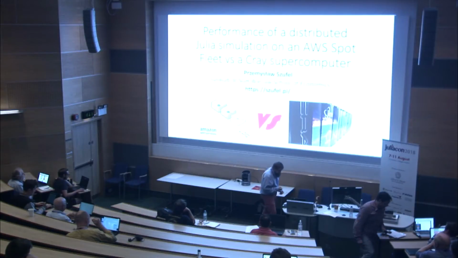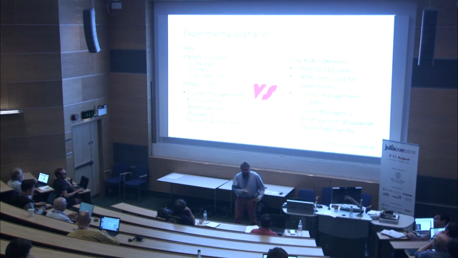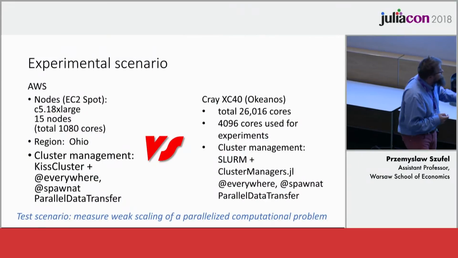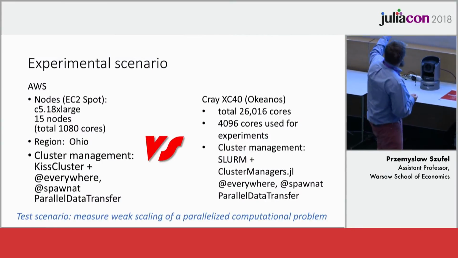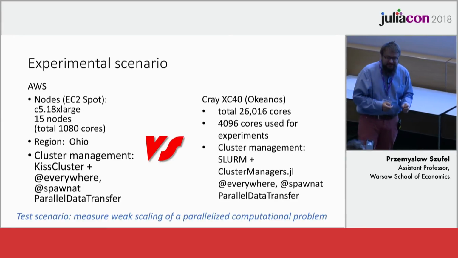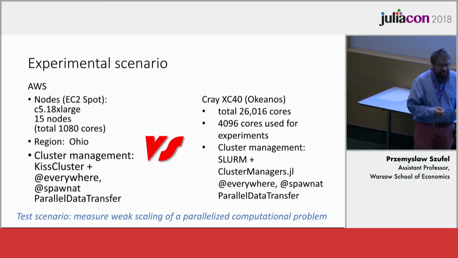An exercise comparing those technologies. Namely, I've constructed a distributed simulation model. I will shortly tell about what the model is about, and I've been trying to run this model on two kinds of clusters. One cluster was placed in Amazon Web Services. It was using AWS Spot instances, which is the cheapest way to buy computing power in the cloud.